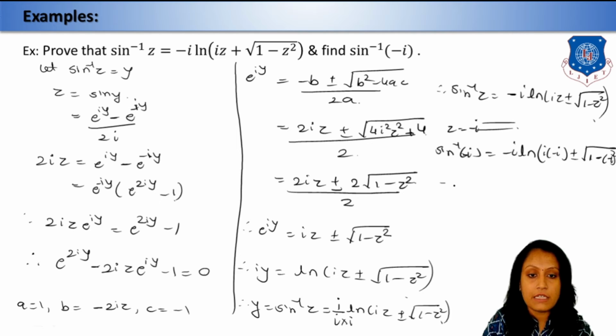So simplify this. Minus i ln. Now this is i square, and minus of minus will become plus. So this is 1 plus or minus again. This is i square, that is minus 1, so it will become plus 1. So here we have under root 2. So this is the answer.